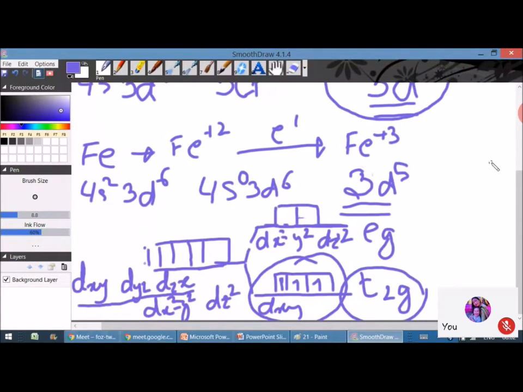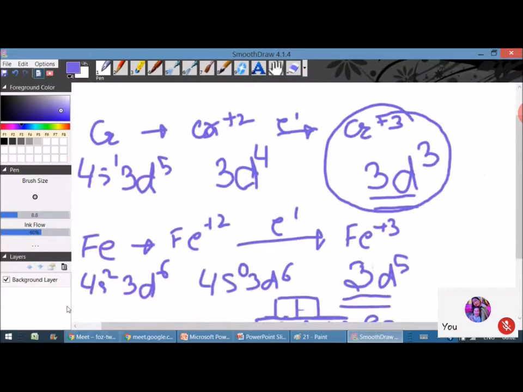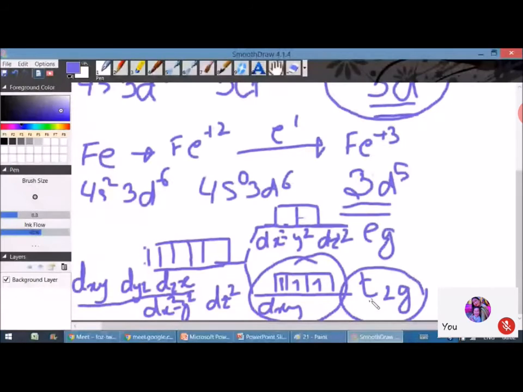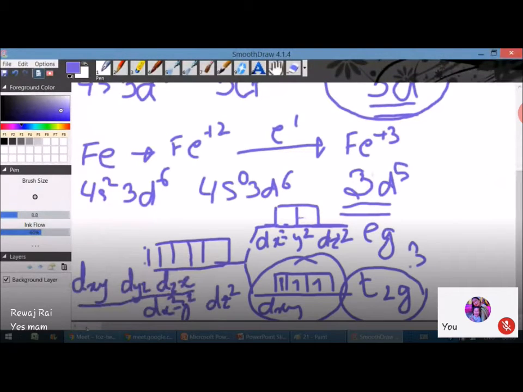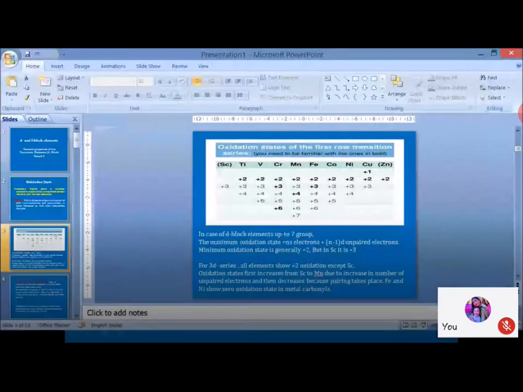So out of chromium plus 2 and Fe plus 2, which is more reducing? The answer is Cr plus 2, and the reason is that after losing 1 electron it will have the stable d3, that is t2g3 configuration. Understood? Did you understand or not? So what is the answer? Yes, and the reason?